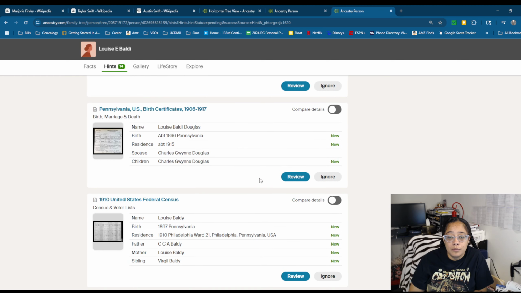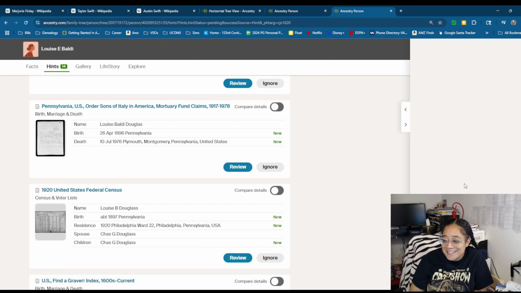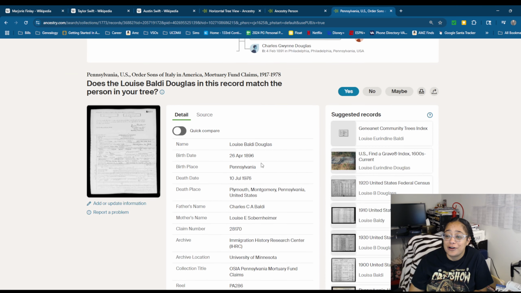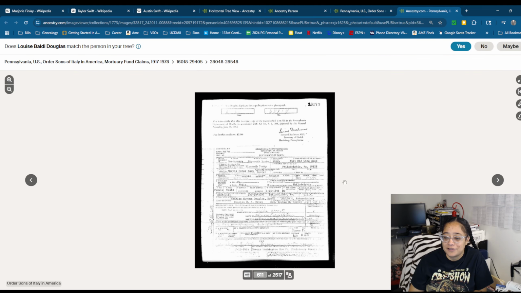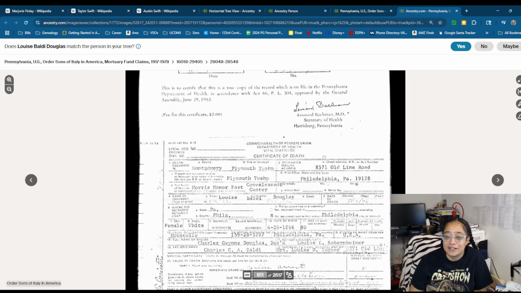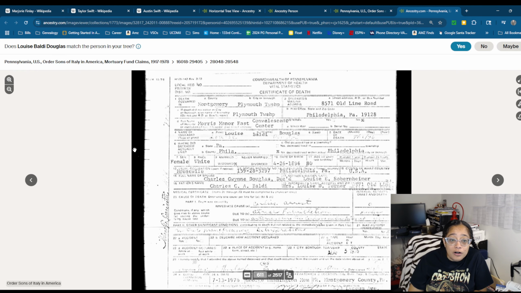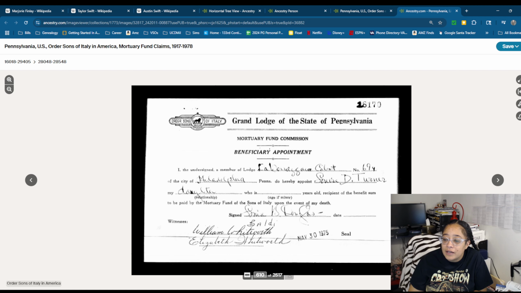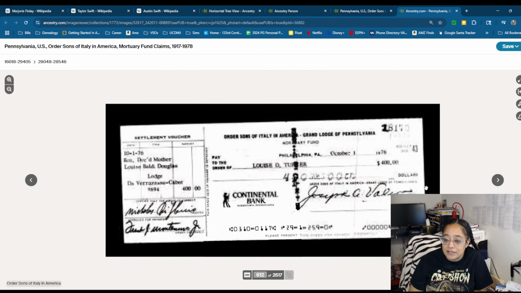And then we are going to go to this brand new record set that I have not seen before. And Ancestry does have a ton of different records that they add, and they add new record sets all the time. So I'm going to right click, open in a new tab. You guys are already going to know my little process after this. So here we go. So this is actually part of their record set. The death certificate, I'm assuming, had to be submitted to request the funds from this organization.